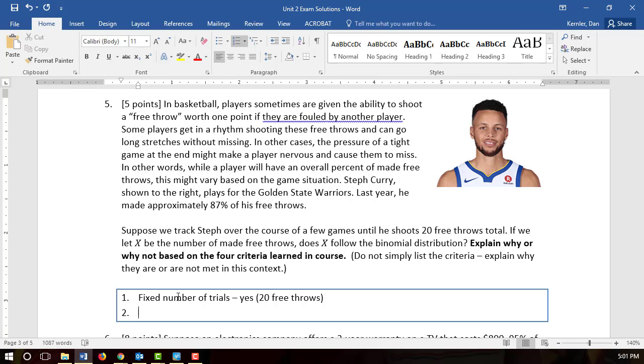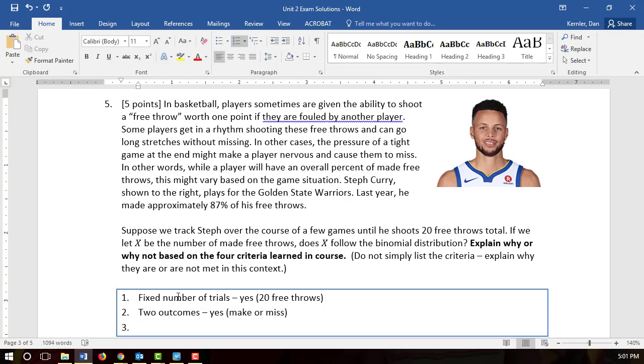Second, two outcomes, right? Yes, it's a make or miss. Either you make it or you miss it. Are the trials independent? Well, in this case, are they independent?